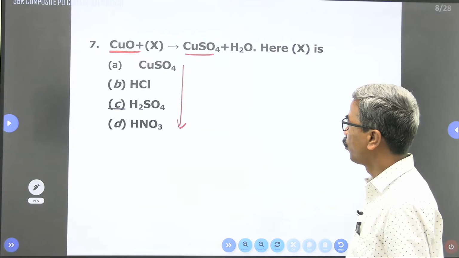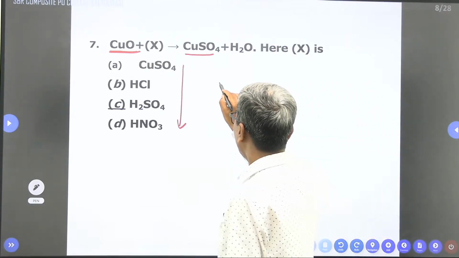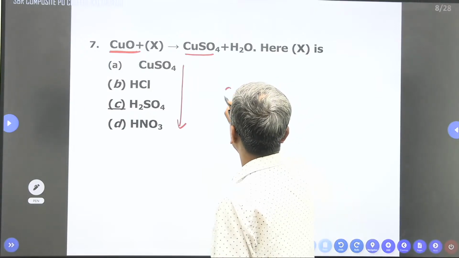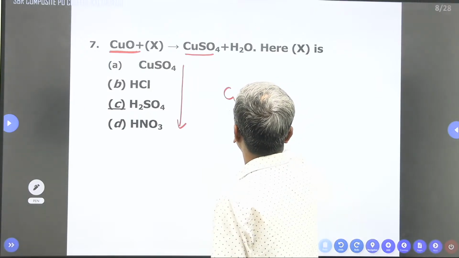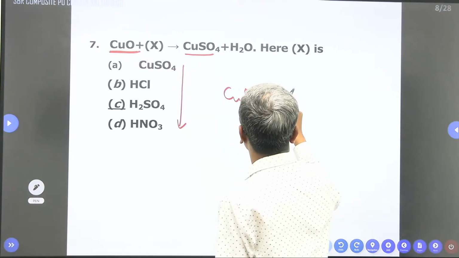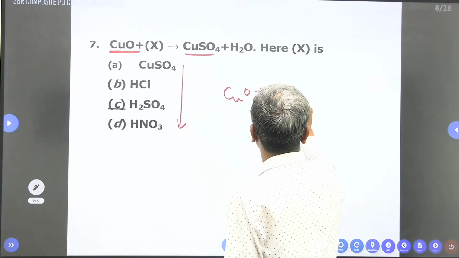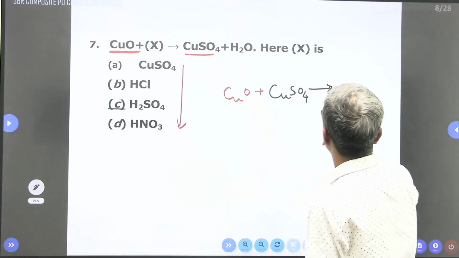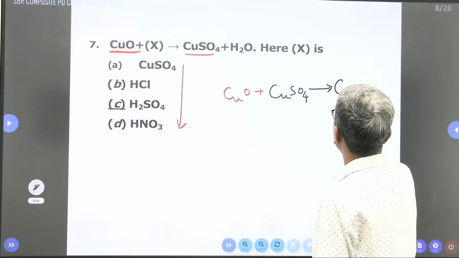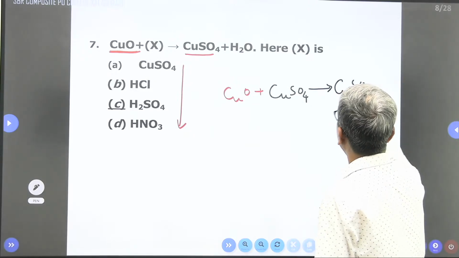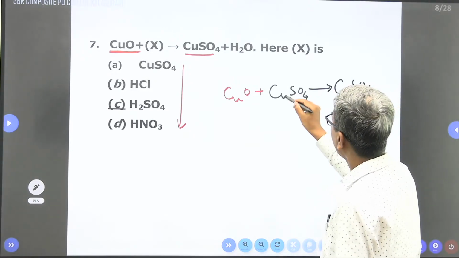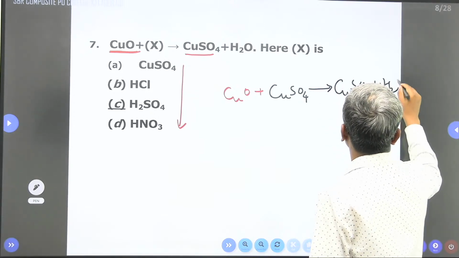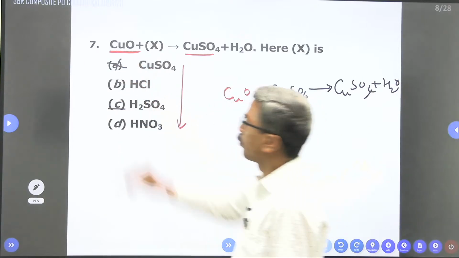Suppose I go one by one. Take the first one, CuO, when you react it with copper sulfate as another reactant, you can see the product is already given. What is that product? CuSO4. See, the reactant and the product are the same, which means this reaction will not take place. So that cannot be the option.